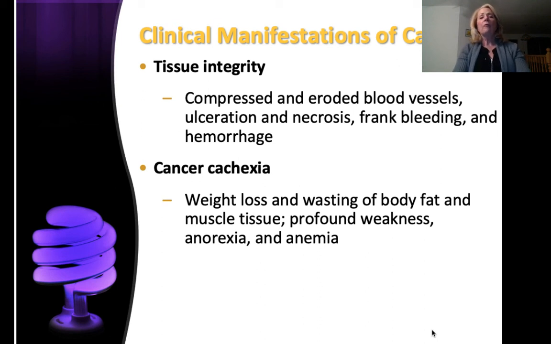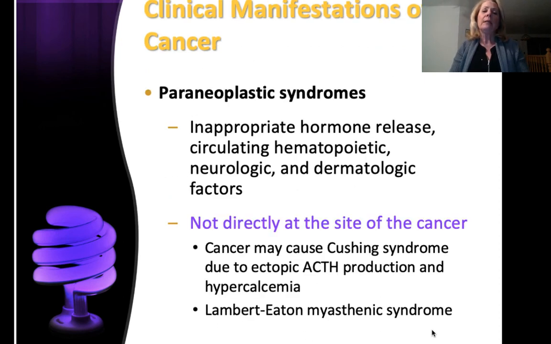And then you have what's called paraneoplastic syndrome, where the tumor is releasing hormones that can mimic other areas of the body. And it can also control growth of our hematopoietic system and growth of the skin, growth of neurological tissue. And this is not directly at the site of the cancer.